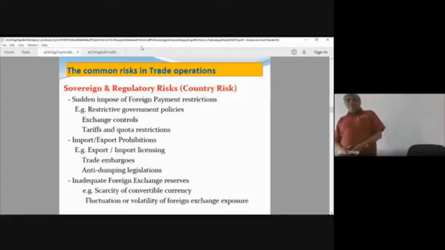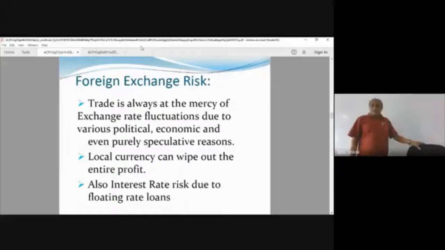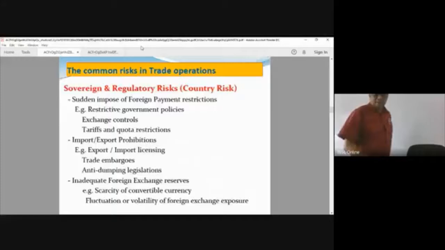Then inadequate foreign exchange reserves. Scarcity of convertible currencies. We are also having this issue up to our neck. But some countries in the world, especially the African countries, they are beyond their neck also. Right? What are the other reasons for foreign exchange risk in this law?